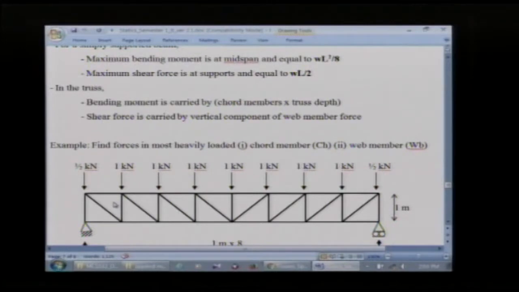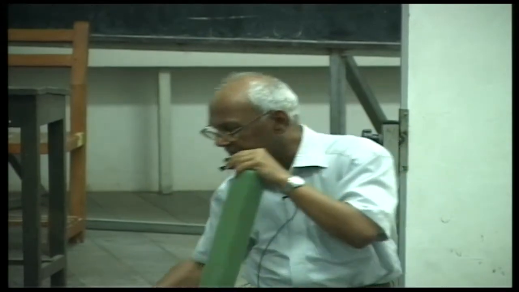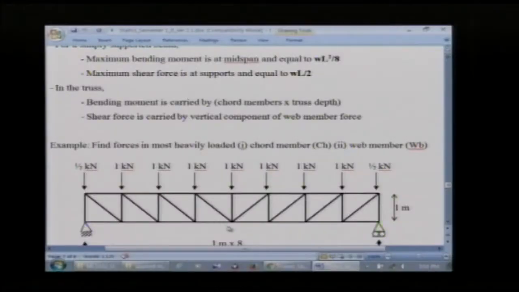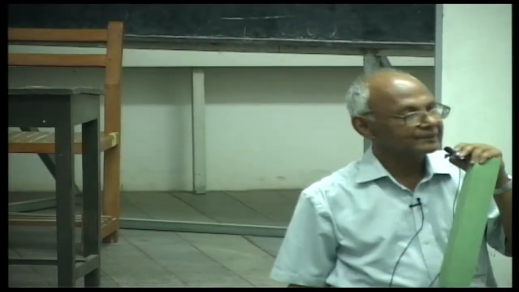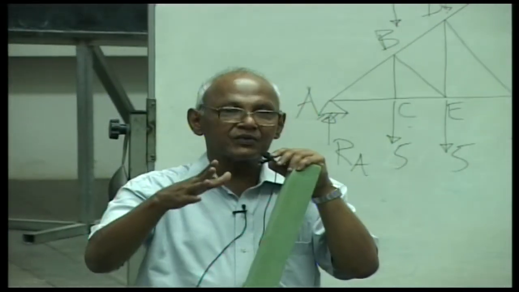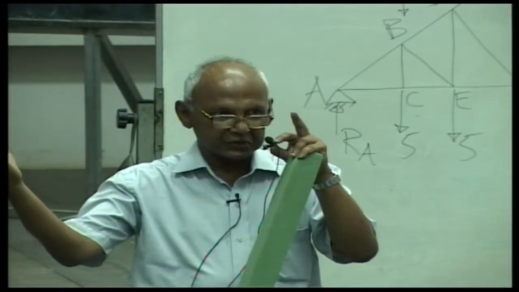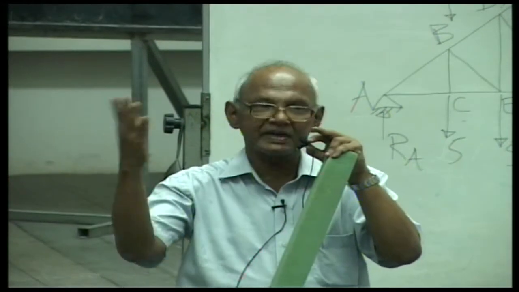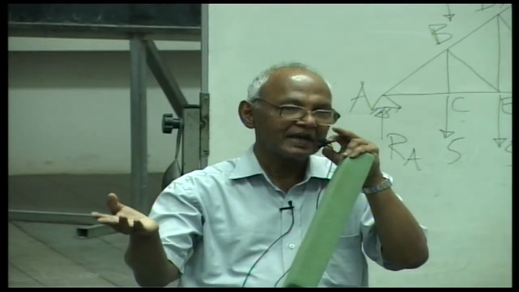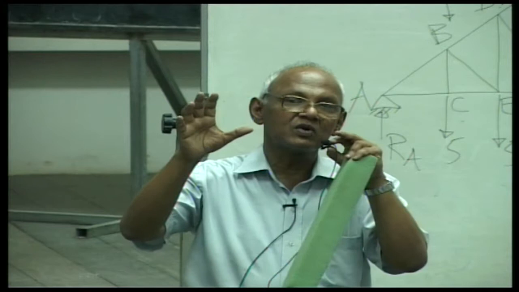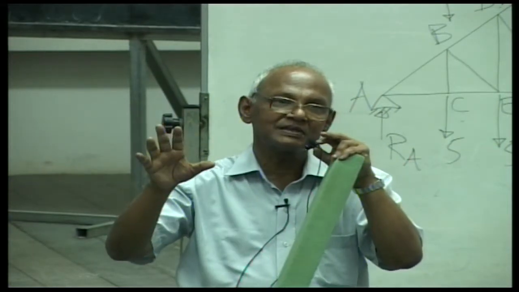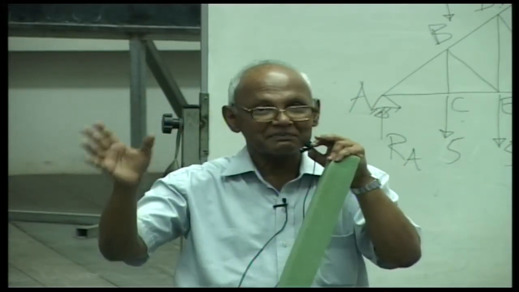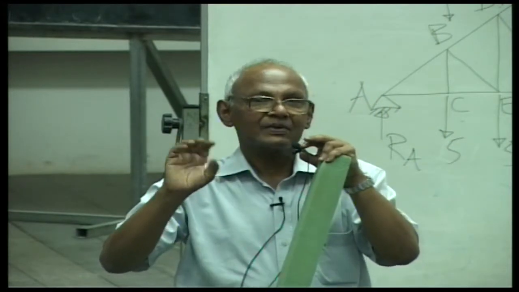And in a beam, of course, we are used to finding bending moments and shear forces. In a simply supported beam, the maximum bending moment will be at the center, and if you remember, it will be WL squared divided by 8. The maximum shear force will be equal to the support reactions, and that will be WL divided by 2. Those are the bending moments and shear forces that have to be resisted, not by this beam, but by this truss.